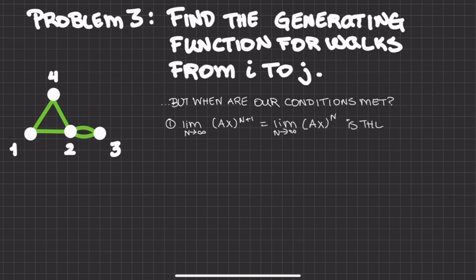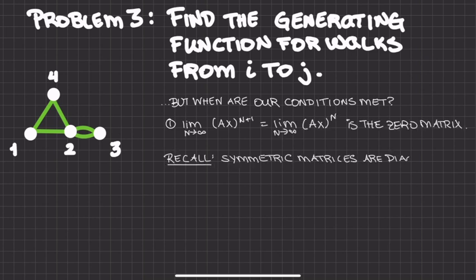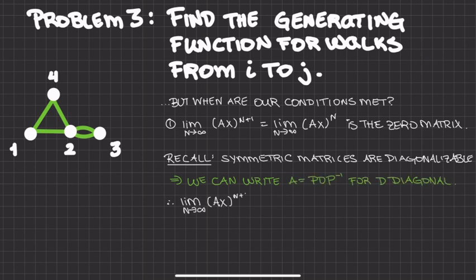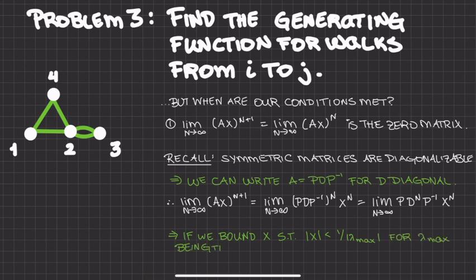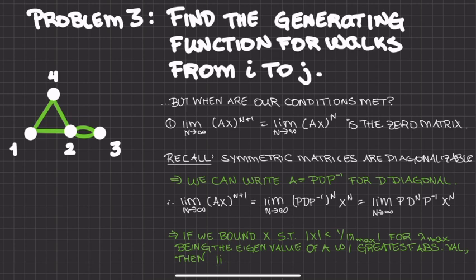Now, when are these conditions met? First, we must show that the limit as n approaches infinity of A times x to the n plus 1 is a zero matrix. We can note that this is the same as the limit as n approaches infinity of A times x to the n. It is a fact in linear algebra that symmetric matrices are diagonalizable. Conveniently, our adjacency matrix without self-loops is symmetric. Thus, we can rewrite A in its diagonalized form, PDP inverse. By bounding the absolute value of x to be less than 1 over our max eigenvalue, we see that our limit as n approaches infinity becomes a zero matrix. Lucky for us, this condition does hold true for our adjacency matrix. Therefore, our first condition is met.